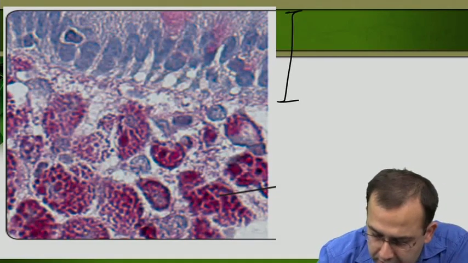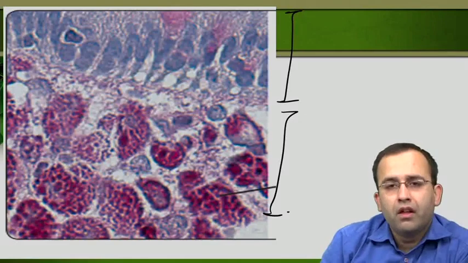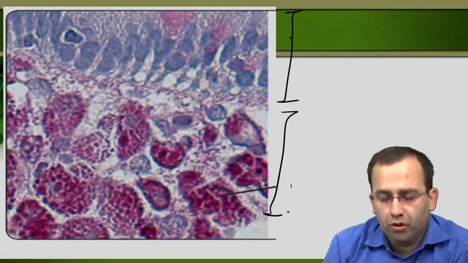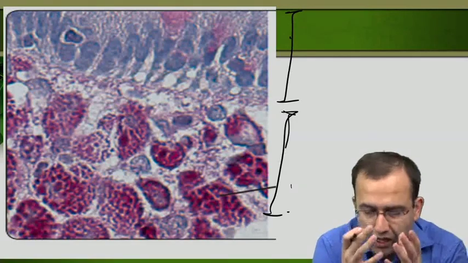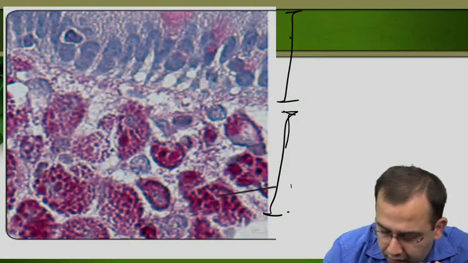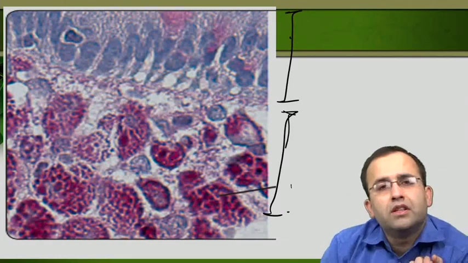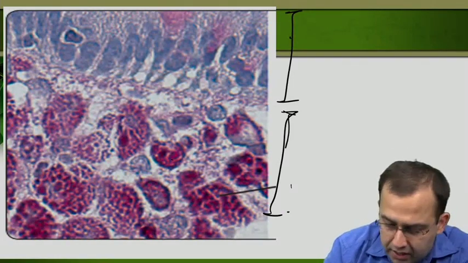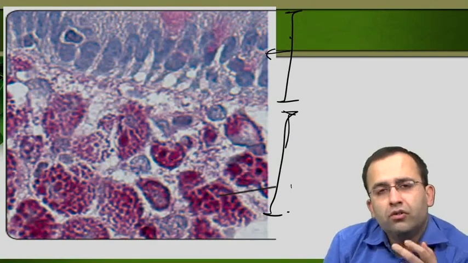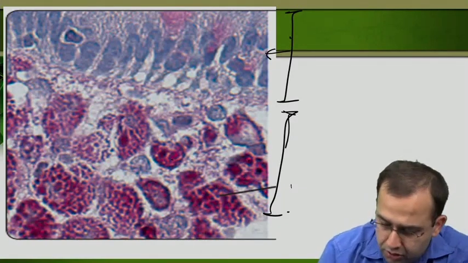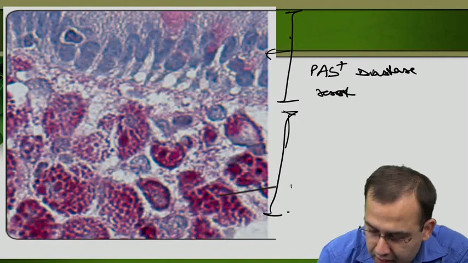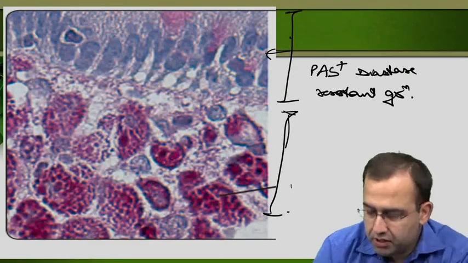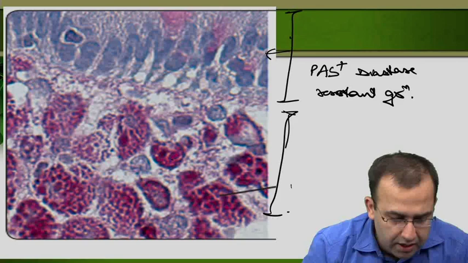Look, be unbiased. There are two areas in this slide, one on the top, one on the bottom. Where is the problem? On top or bottom? Problem is in the bottom area, which is showing the presence of large cells with large pink granules in the cytoplasm. So what are they? The slide has a bluish tinge to it. So which stain is this? PAS. So it shows PAS positive diastase resistant granules.